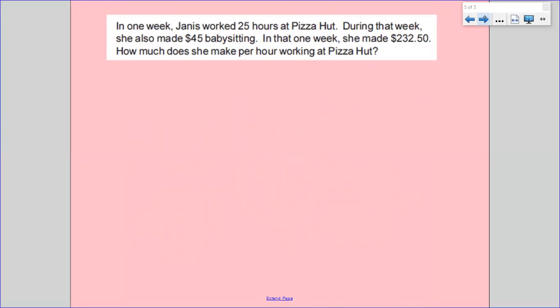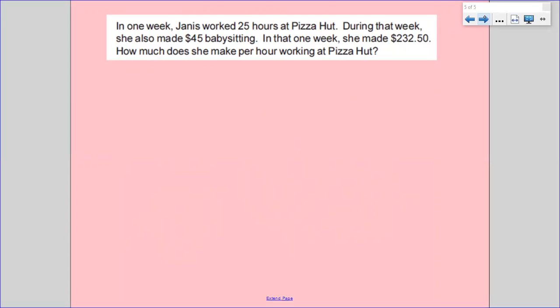Okay, this one, we are writing an equation here. It didn't even ask us to solve it. It just wanted to know what the equation would be. So let's read this problem. In 1 week, Janice worked 25 hours at Pizza Hut. During that week, she also made $45 babysitting. Good for you, Janice. In that 1 week, she made a total of $232.50.